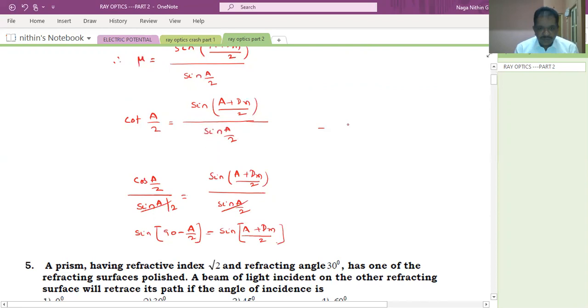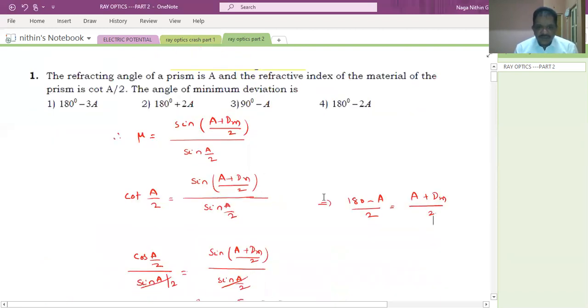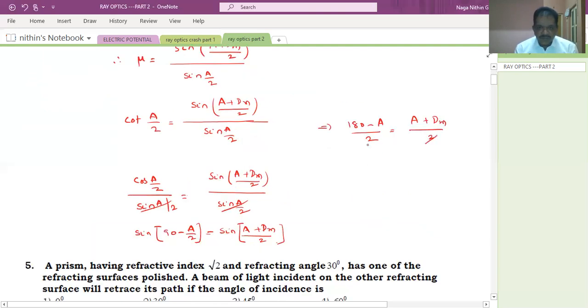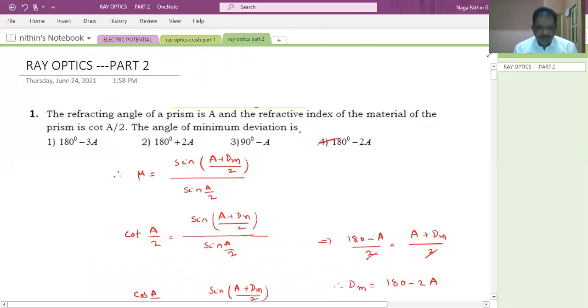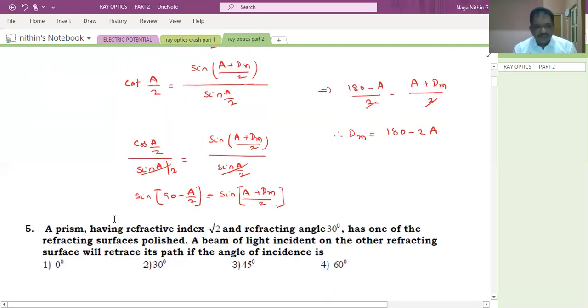So here 180 minus A by 2, this one by taking LCM, is equal to A plus dm by 2. Here they are asking minimum deviation, dm value. dm is equal to 180 minus 2A. Okay, so this is the answer, 180 minus 2A. Okay. Next, see the second question.